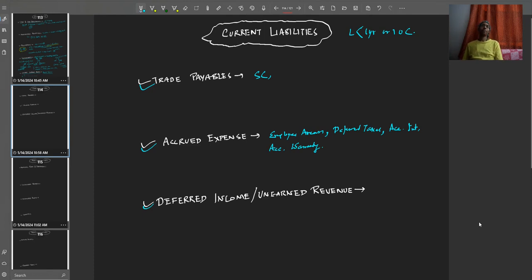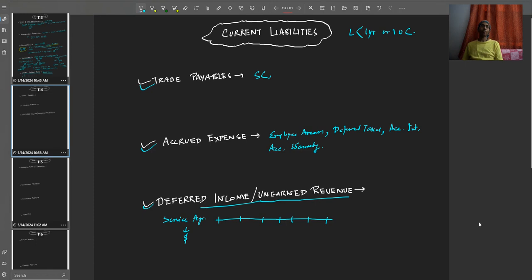Then comes deferred income or unearned revenue. Let's say you have sold an equipment and you have signed a service agreement for the next 5 years, and you have taken the payment right now. This can lead to unearned revenue because the service is distributed over 5 years, but you have taken the entire payment of the agreement right now. So this will create a current liability in the form of unearned revenue.